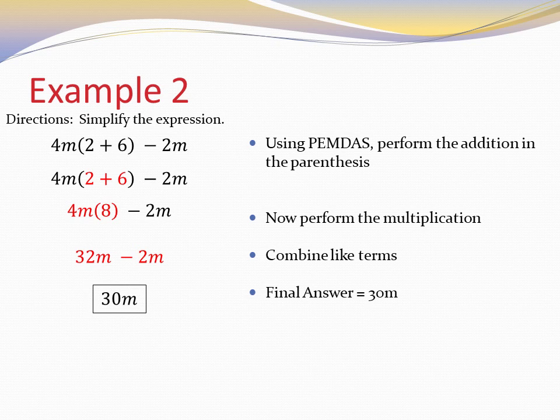So then we have 4m times 8 minus 2m. 4m times 8 is 32m minus 2m. Then we just combine our like terms, so 32m minus 2m is then 30m. And that's pretty straightforward.